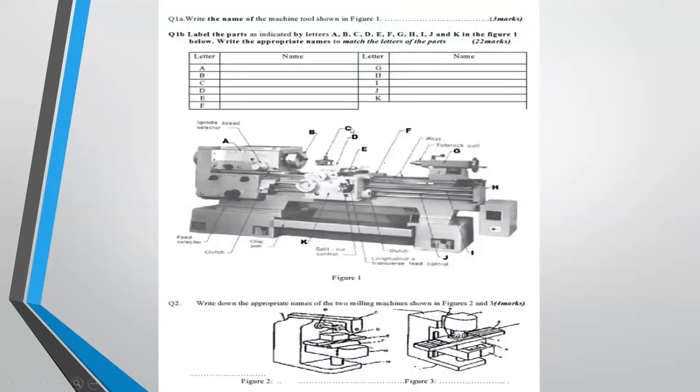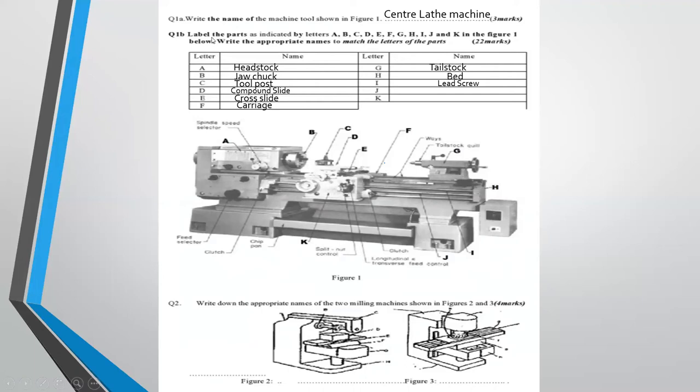The next question, we have been asked to write the name of the machine tool shown in figure I. So what machine tool is it? It's the most famous machine tool at the engine technology lab. So this machine tool is what? It's a center lathe machine. Center lathe machine. So you write that.